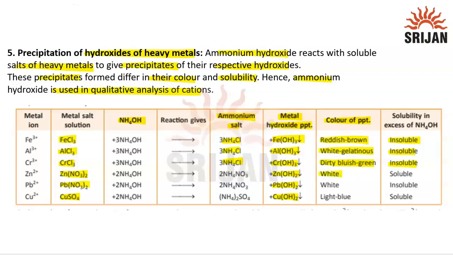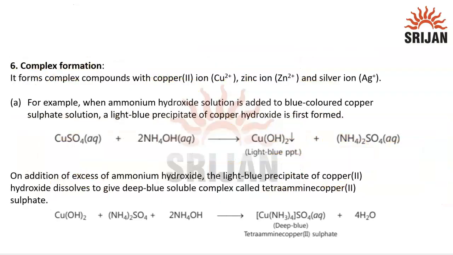But in case of zinc hydroxide, we have a white precipitate, which is soluble in excess of ammonia. Then in case of lead nitrate, we again get a white precipitate that is insoluble in excess of ammonium hydroxide. Then the light blue precipitate, which is soluble in excess of ammonium hydroxide, in case of copper sulfate. Then next we have complex formation tendency. It forms complex compounds with copper 2 ion, Cu2+, and zinc 2 ion, Zn2+, as well as silver ion.